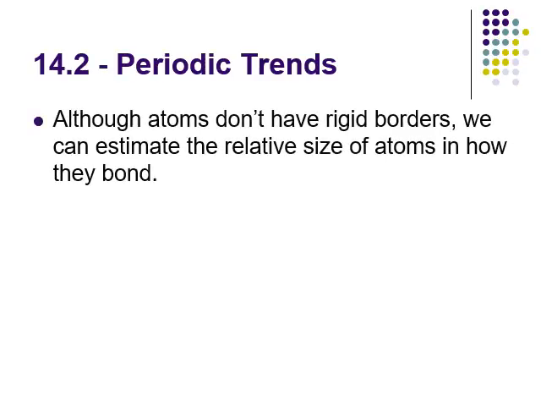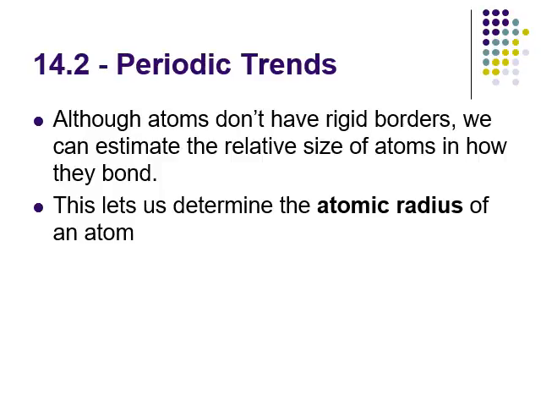So, the first atomic trend or periodic trend we're going to look at is atomic size, or atomic radius. And although atoms don't actually have rigid borders because of the fuzzy cloud model where the electrons are, we can still estimate the relative size of atoms based upon how they bond, and specifically how close the atoms get together when they bond, so we can pretend that they have a stable radius. And so that's what we can find.